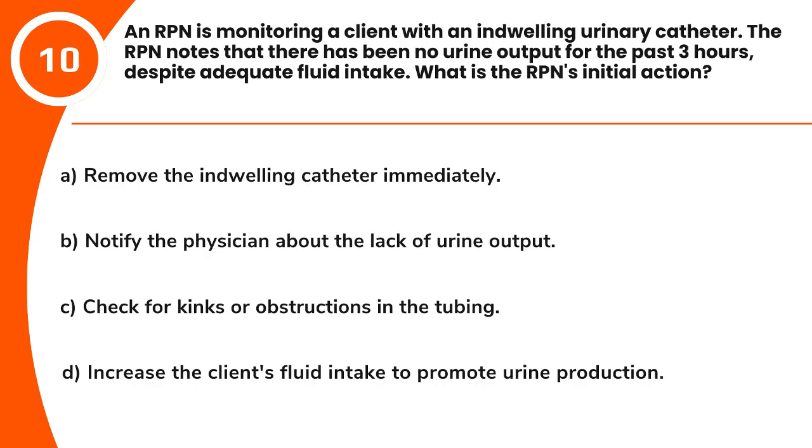Question 10. An RPN is monitoring a client with an indwelling urinary catheter. The RPN notes that there has been no urine output for the past 3 hours, despite adequate fluid intake. What is the RPN's initial action? A. Remove the indwelling catheter immediately. B. Notify the physician about the lack of urine output. C. Check for kinks or obstructions in the tubing. D. Increase the client's fluid intake to promote urine production.